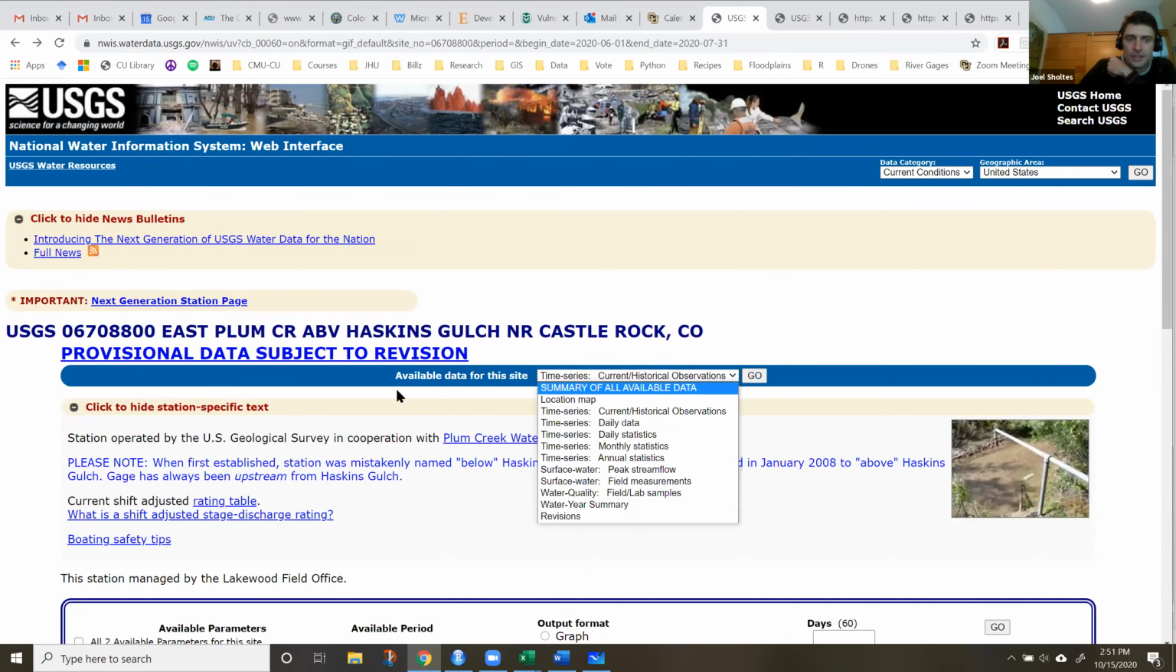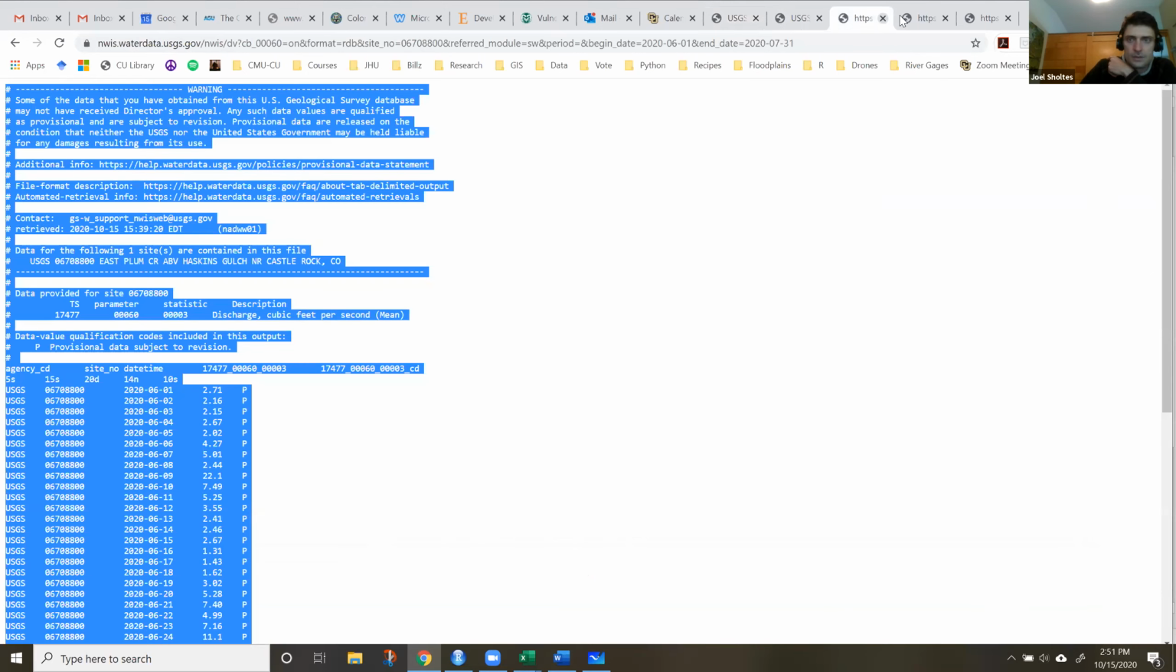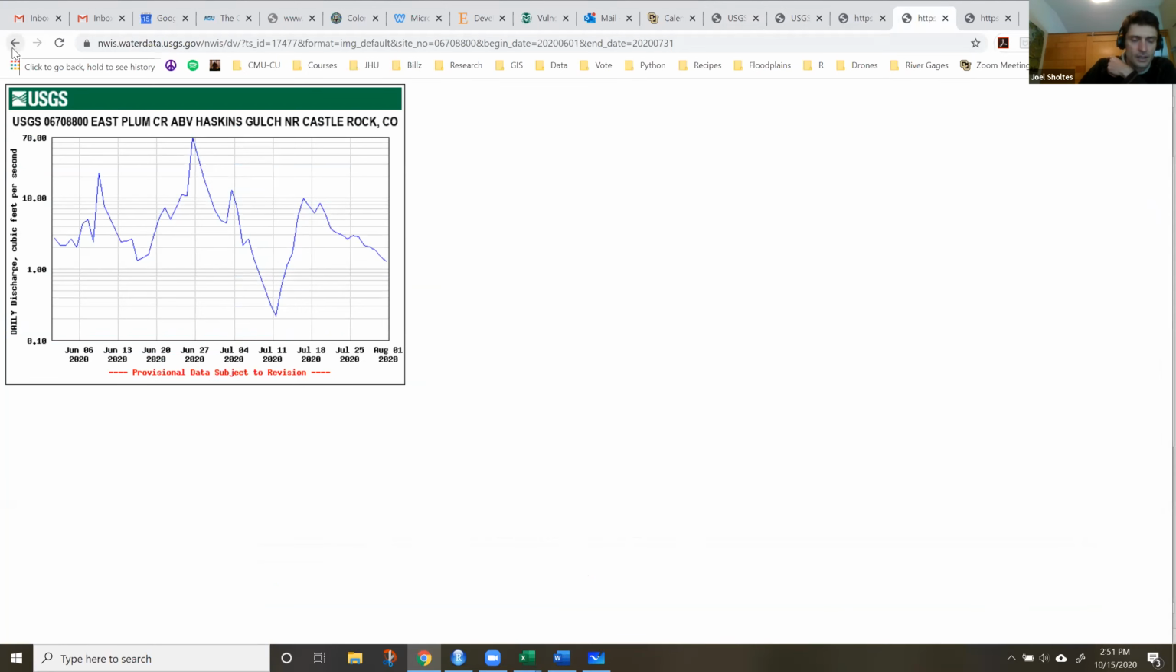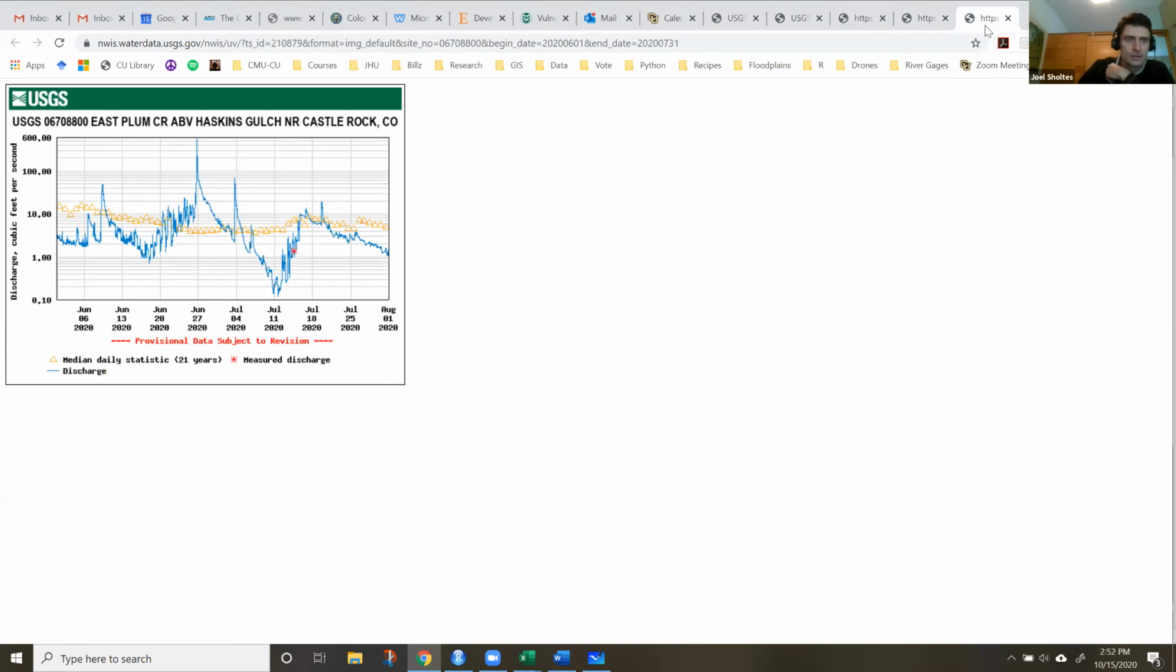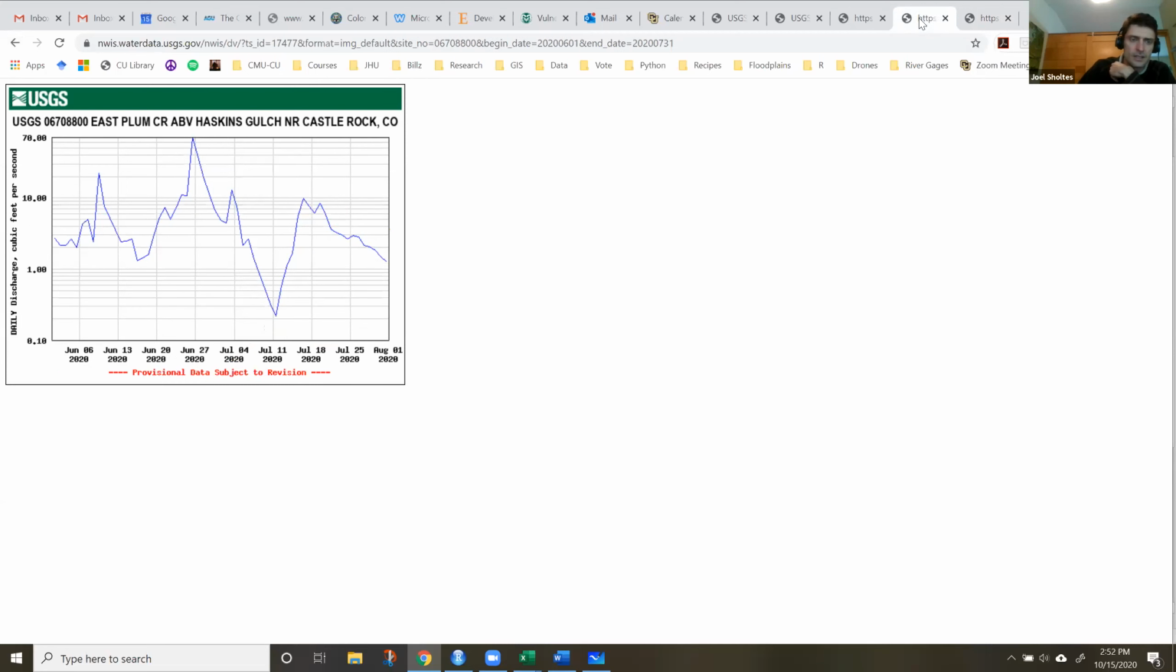Then I went to, this is available data for this site. I went to daily data, which is right here. And I created a plot of the daily data. And this is the average daily data. And you'll note that this is the same time period. The maximum discharge that we saw only goes to 70 CFS, 70 versus 600. What's going on there? Those are the two graphs, 600 CFS, 70 CFS, June 27th, something around there. Can anyone take a guess? Why are those numbers different?